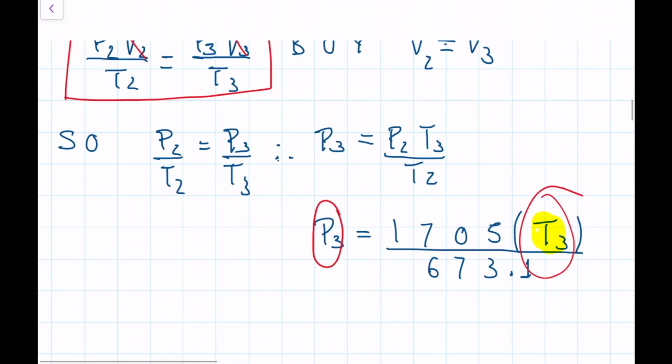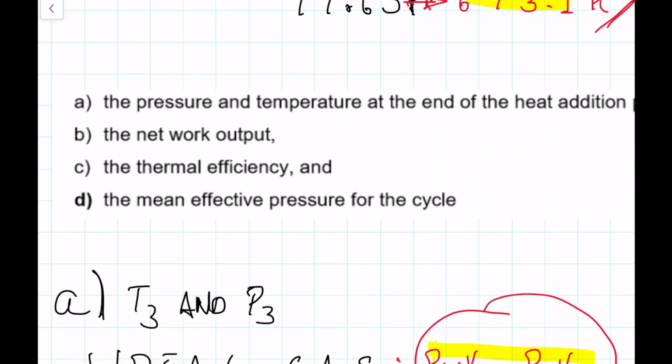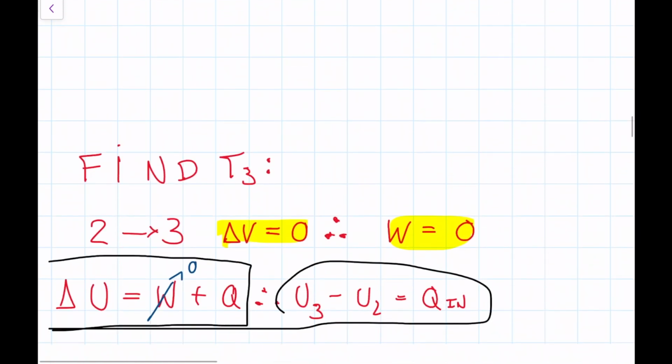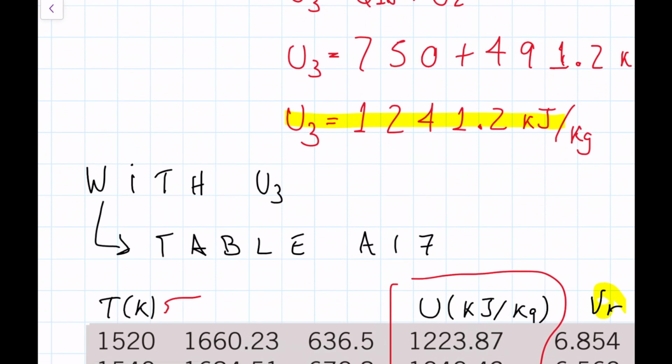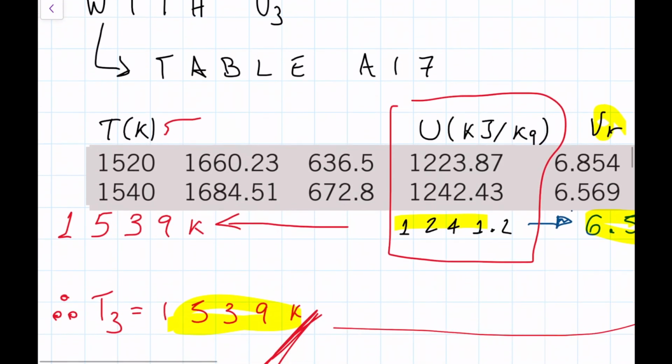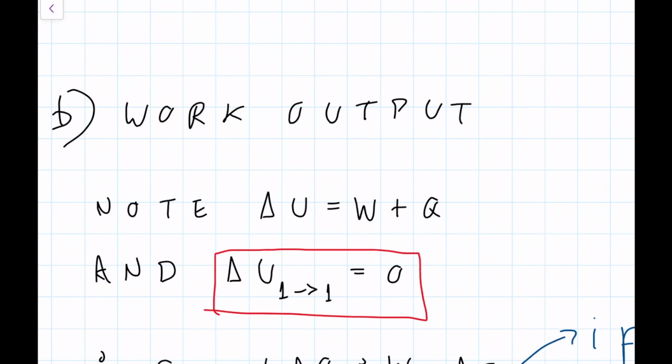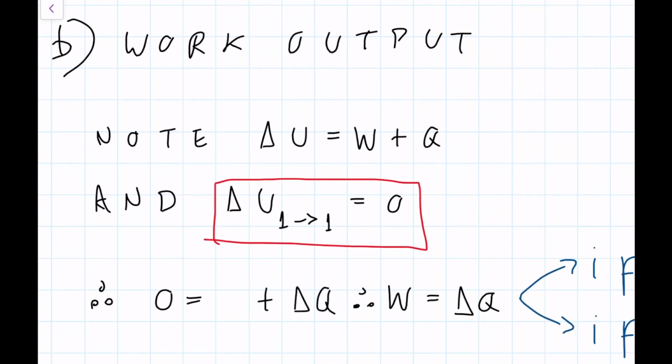What does the next part ask of us? Let me just check. The net work output. Okay, net work output. That's easy because we have a cycle, right? So if we have a cycle, what does that mean? It means that when we're going from state 1 all the way around the cycle and back to state 1, our delta U is 0. Right? Let's think about it for a second.